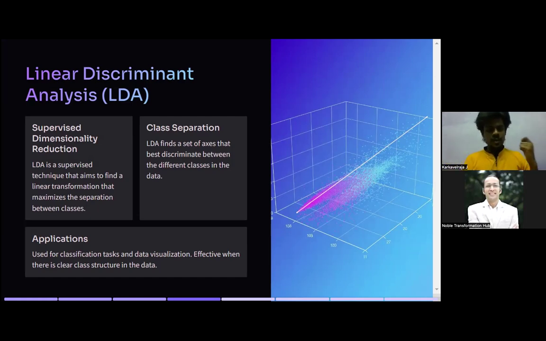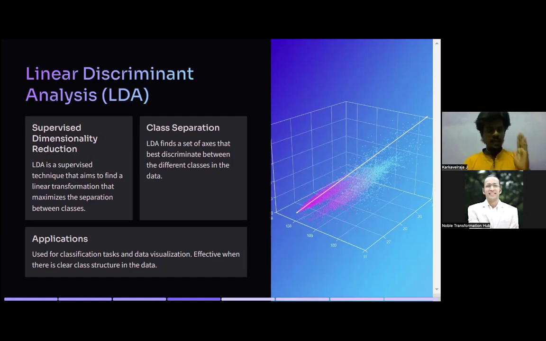Class separation: LDA finds a set of axes that best discriminate between the different classes in the dataset. That's a true thing, guys. Whenever LDA comes in and best discriminates, it will differentiate two different kinds of data in a very easy and very good manner. So LDA is very important in order to reduce the dimension.